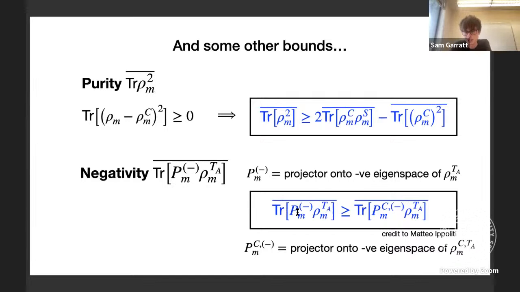But now you can see that if this is the true negativity, which you can't determine because you don't really know rho TA, you can nevertheless lower bound it using a classical estimate for what that projection operator should be, multiplying it by the partial transpose of your shadow and then averaging. Now, credit goes to Matteo Politi for this one, who told us about it after we posted the first version of our paper.